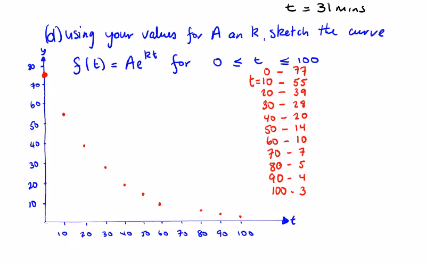And now it's veering towards the x-axis. 70 is 7. So try and connect these dots. Close enough to what would be the accurate version that you have drawn.